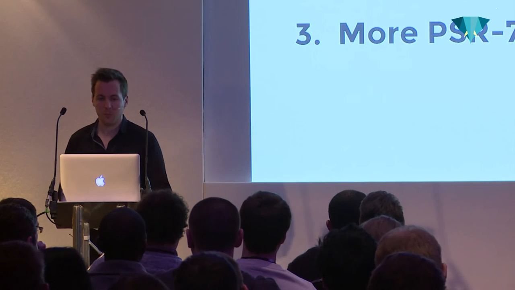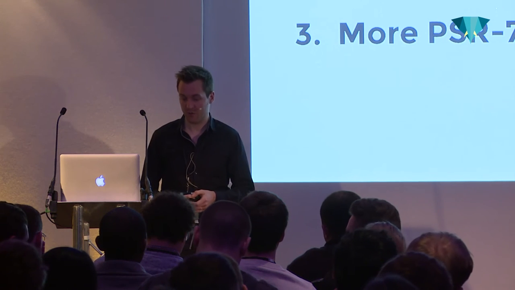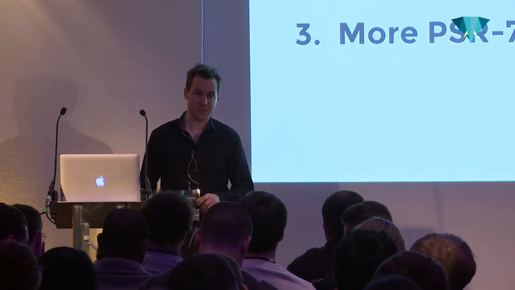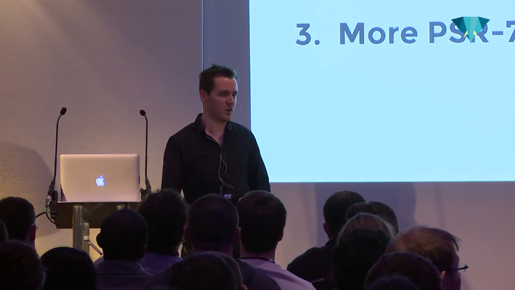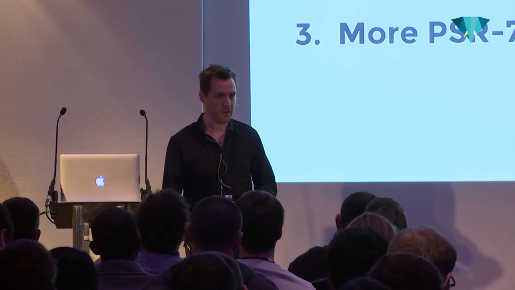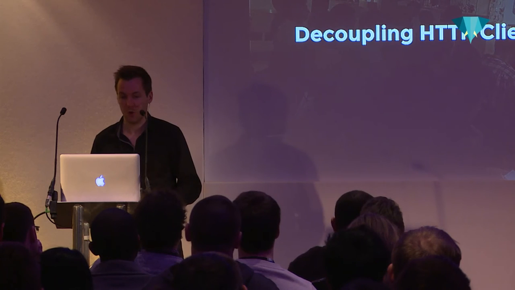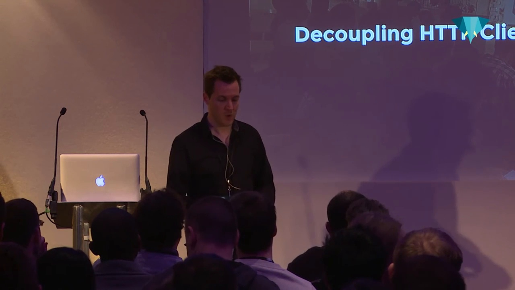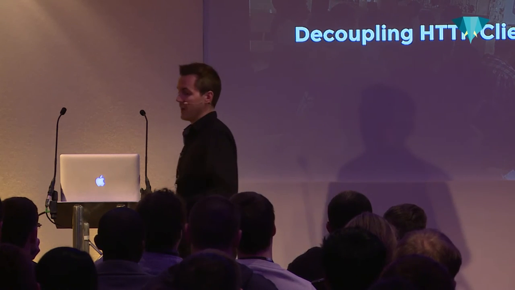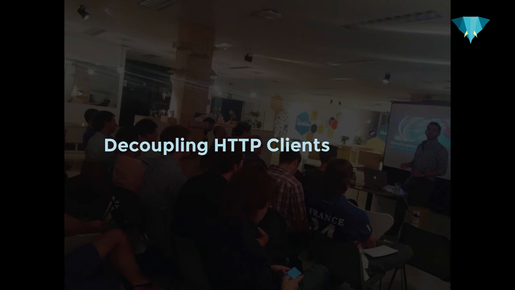Cool. So PSR 7 usages. We can use this outside of HTTP clients as well. But let's first talk about older HTTP clients. A lot of people still use, for example, a Zend 1 HTTP client or a Zend 2 HTTP client or Buzz. Buzz is a different HTTP client. So what can we do to provide them the ability to use PSR 7 request objects to make HTTP calls to a server? We can perhaps decouple from HTTP clients.